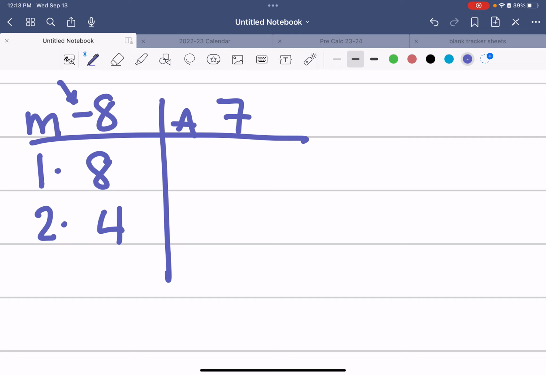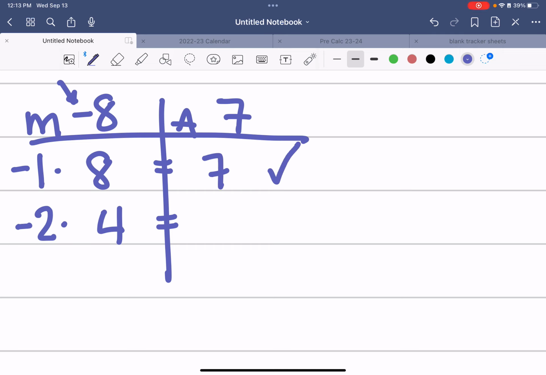And I can decide without guessing and checking which one by looking at what it's going to add to. If it adds to a positive number, that means the bigger number needs to be positive. So my smaller number would be negative. We'll go ahead and label that. And I'm just going to add them together and see which one adds to 7. So negative 1 plus 8 is positive 7. So this is the pair we're going to use.